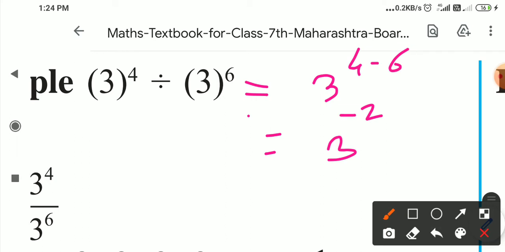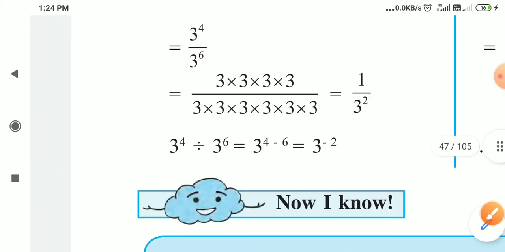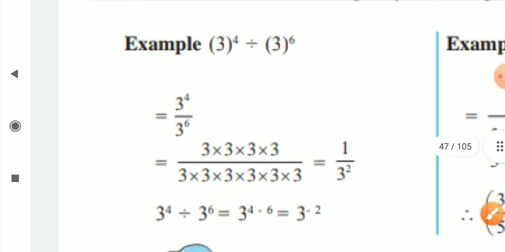If you want to make it positive, you just take it to which position? The denominator. Okay, or 1 upon 3 square is 9. These 2-3 methods are given, that you have to follow. 1 upon 9, if they ask you for the value, then only find it. If not, it's not necessary. Here they solved it only till 1 upon 2 square.